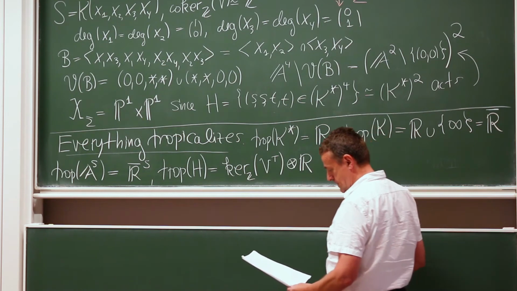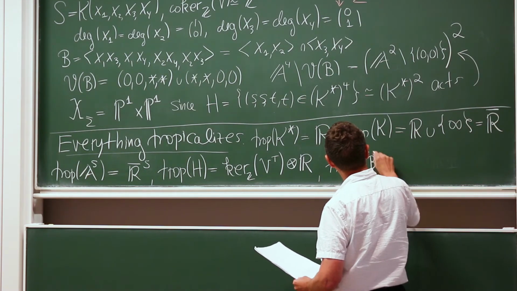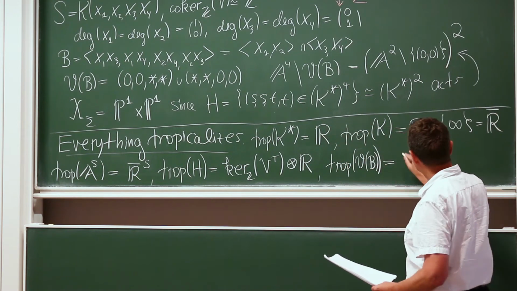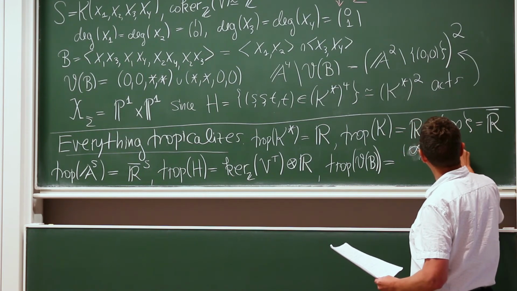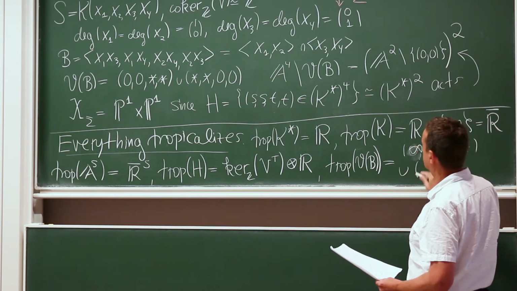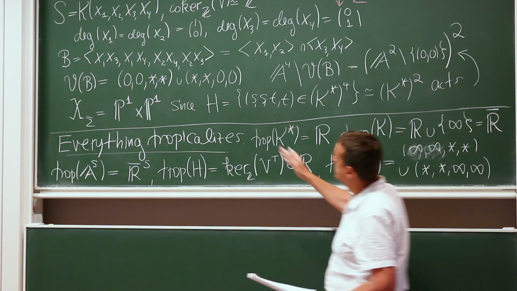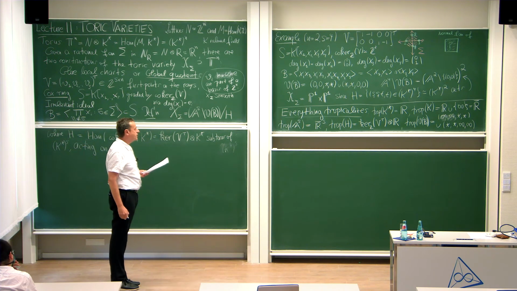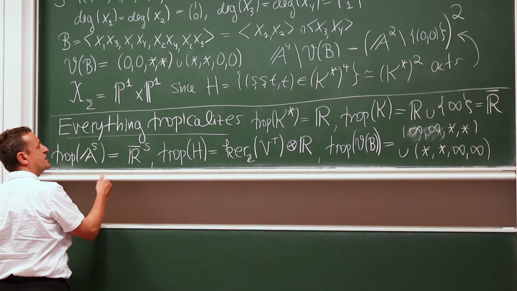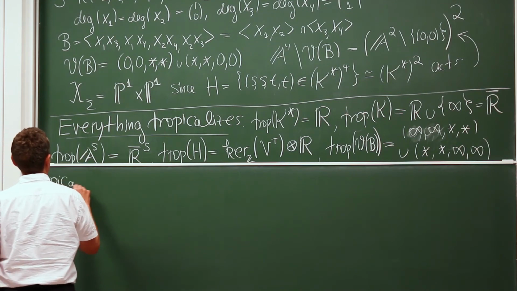What else? Then we can also talk about the tropicalization of the variety of the irrelevant ideal. I claim in our example, let me say this for the example, this becomes all points of the form (∞, ∞, something, something) union (something, something, ∞, ∞). So this is the tropicalization here. So these are two-dimensional subobjects. I'll say a little bit more about tropical varieties over extended real numbers in a moment. But once you believe this, we have the very same definition of a tropical toric variety.